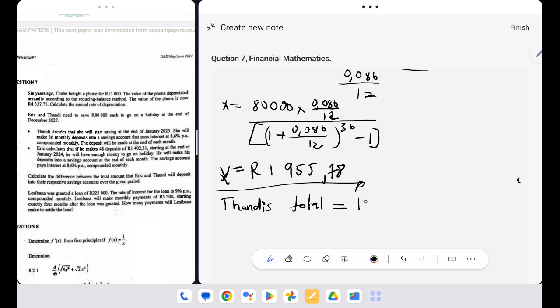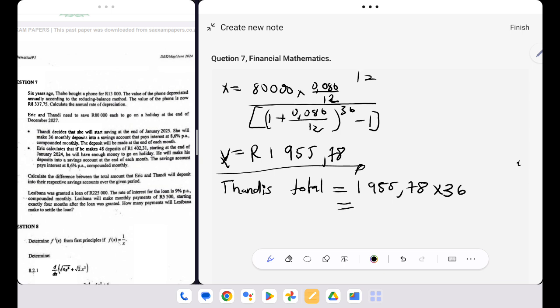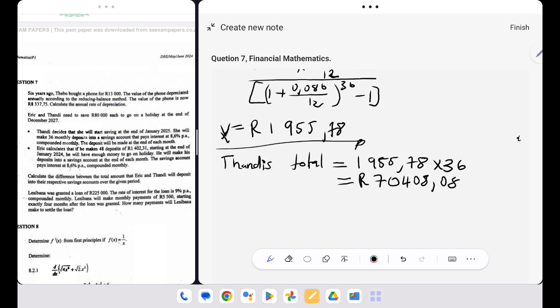is equal to 1,955.78 multiplied by 36, since Tandy will pay this in 36 payments. 1,955.78 multiplied by 36. Tandy will pay a grand total of 70,408.08. So they wanted us to find the difference.